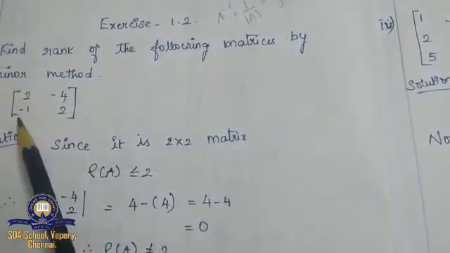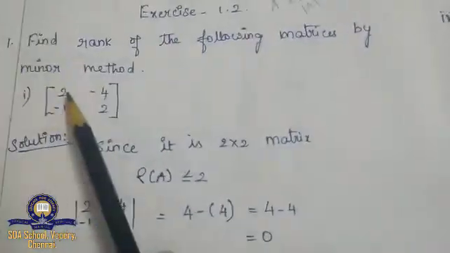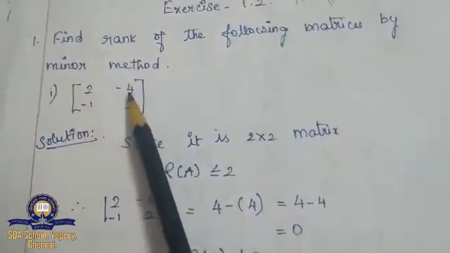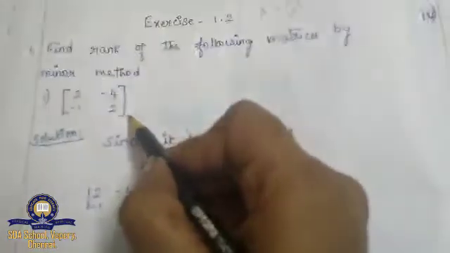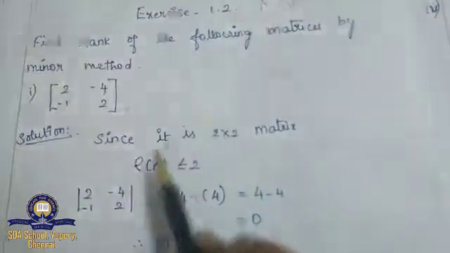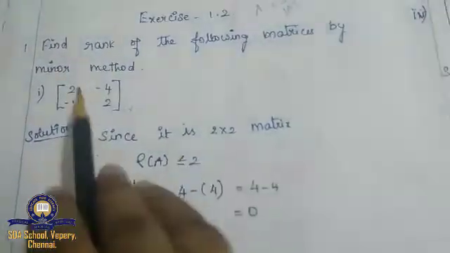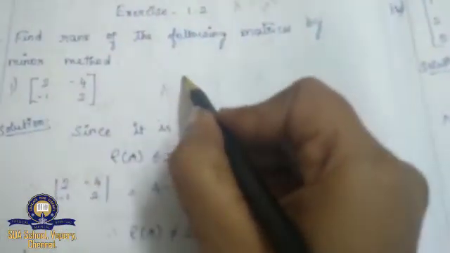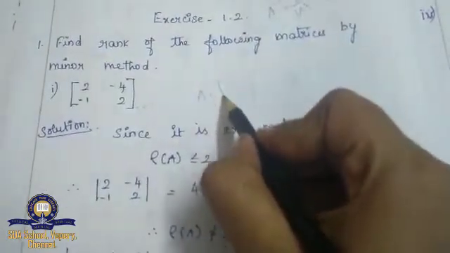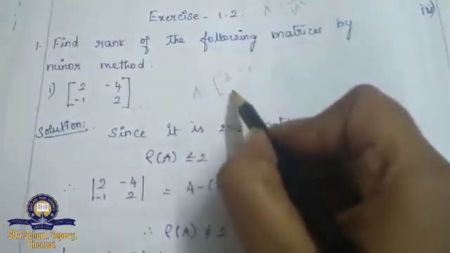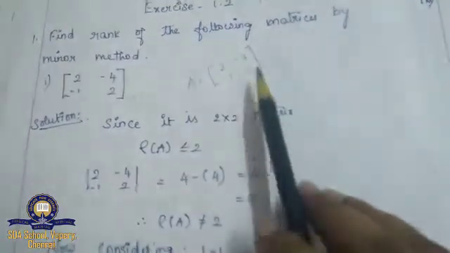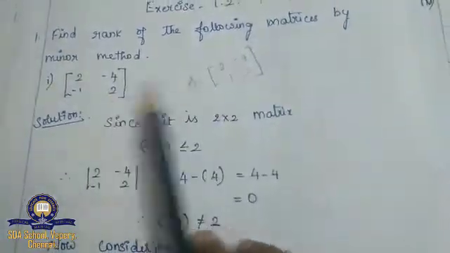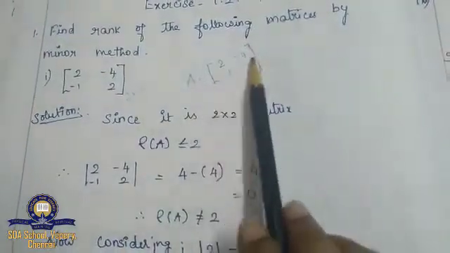The first subdivision is the matrix given here: 2, minus 4, minus 1, 2. So this is a 2 cross 2 matrix. Since it is a 2 cross 2 matrix, we usually consider the given matrix as A. So A equal to 2, minus 4, minus 1, 2. This is your A value.